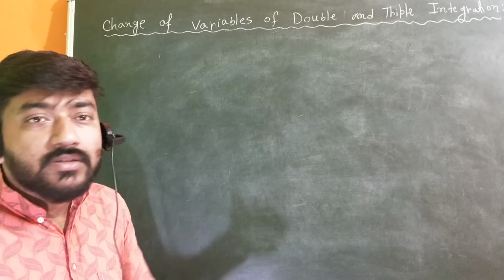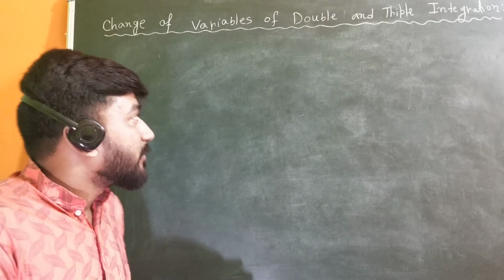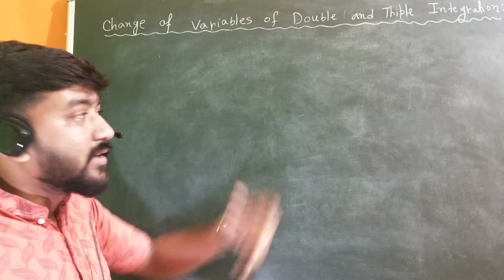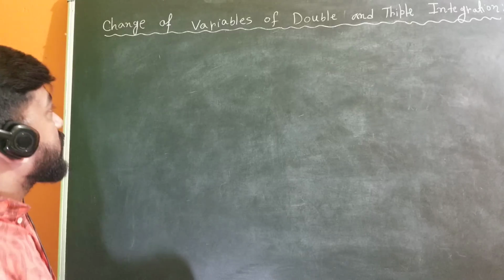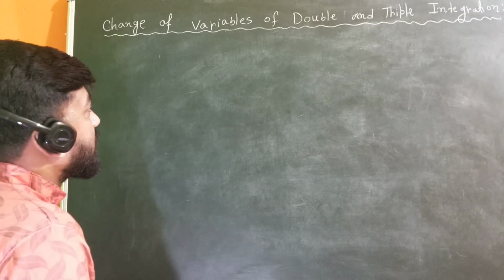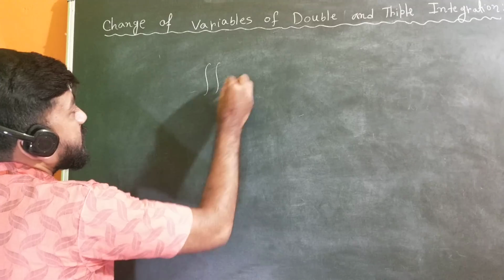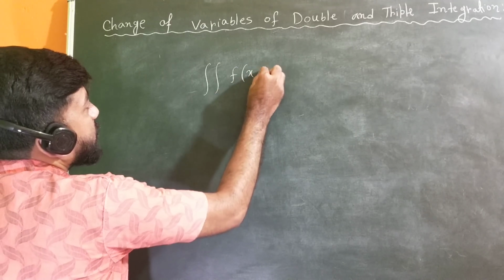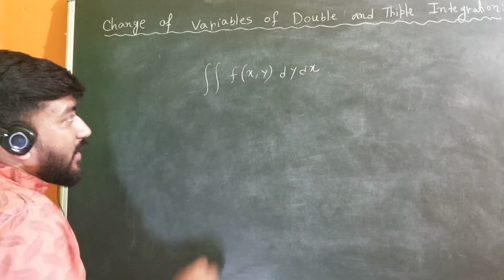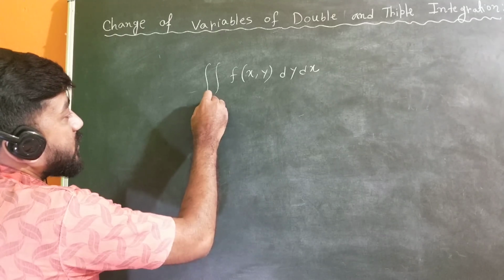Then I will move to the special cases that we need to solve. First let me take the double integration, and then we can solve both things. So what was the definition of double integration? It is denoted like this: double integral of f of x, y dy dx.